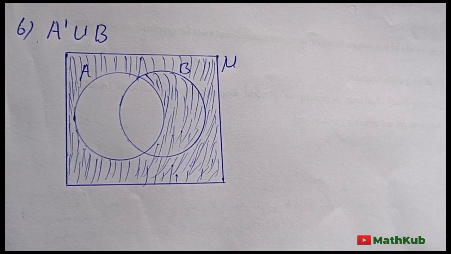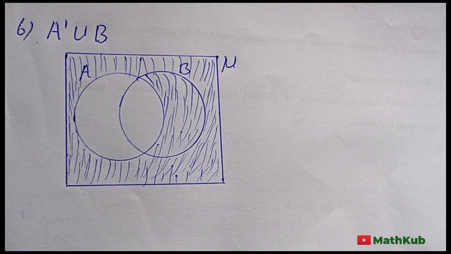Let's go to number 6. Now the shaded region is A prime union B. Now remember, A prime are those elements that are not in A. Now talking about union, you combine with B. And now this is the visual representation of A prime union B.